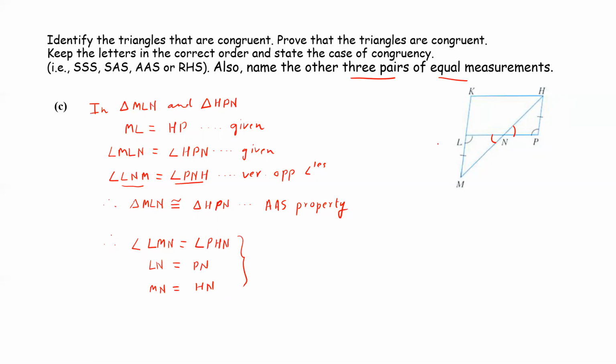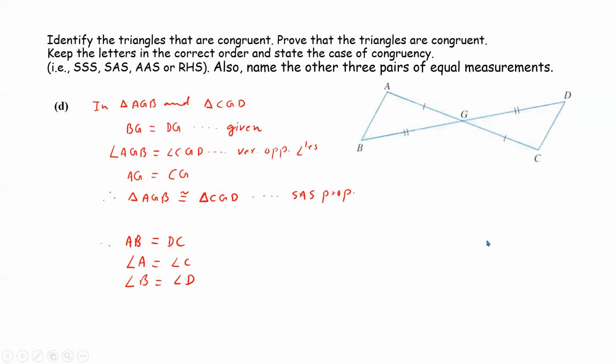Once these two triangles are congruent, this angle will be equal to this angle here, and the remaining other two sides, LN equals PN and MN equals HN. You can also look at the pattern here, LN equals PN. So you can get the information from here or from the diagram. Okay, let's look at the next one now.